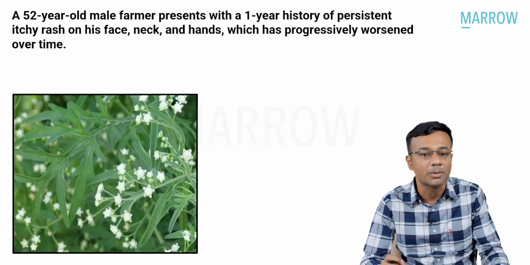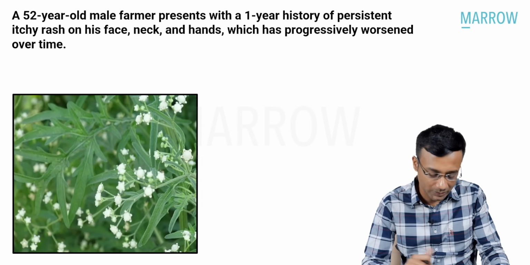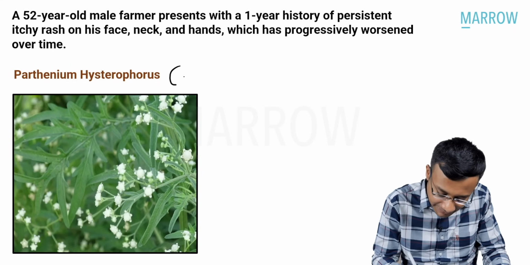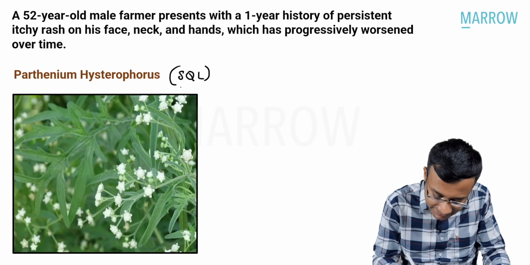Next, we have a 52-year-old male farmer with 1-year history of persistent itchy rash on the face, neck and the hands, which is progressively worsened. And this farmer gives history of exposure to this particular plant. So what is the name of this plant? This plant is called Parthenium hysterophorus. And the name of the allergen is SQL, which is sesquiterpene lactone.